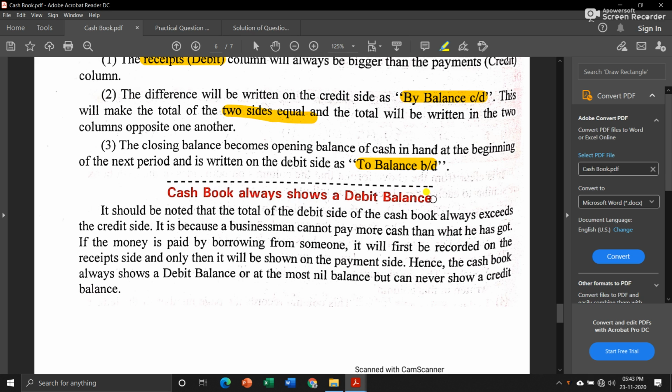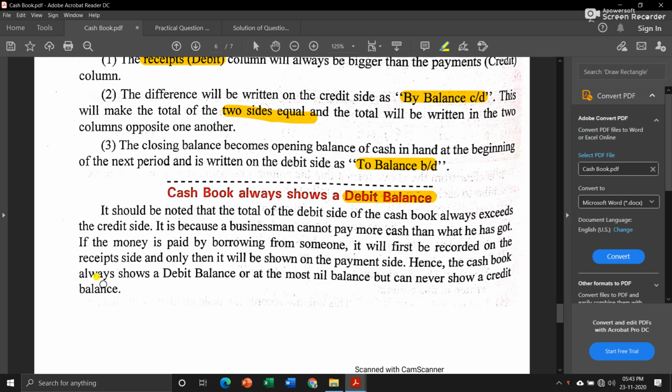Okay, now one thing you have to always remember is that cash book always shows a debit balance. When you are preparing a cash book during an exam, and you have any doubt about whether your cash book is correct or not, you have to understand that your cash book will always show a debit balance. It should be noted that the total of the debit side of the cash book always exceeds the credit side. That means your receipt side will be more than your payment side. It is because a businessman cannot pay more cash than what he has got. If the money is paid by borrowing from someone, then it will first be recorded on the debit side, that is on the receipt side, and then from there only he will make any payment.